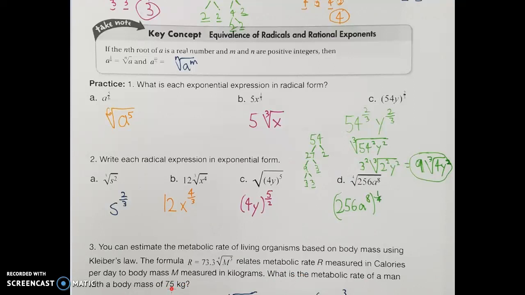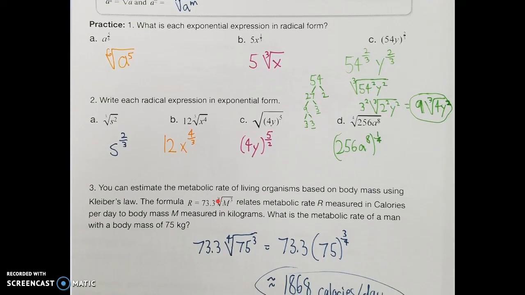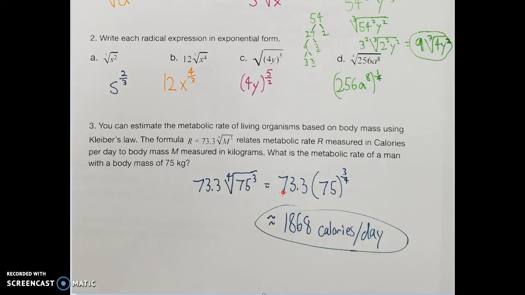So basically all we have to do here is take that 75 and plug that in for M because that was the weight measured in kilograms. And when I do that, again, I can take that M, replace that with a 75 because I substituted our body mass. First thing that you can do is rewrite that radical as a rational exponent. Again, if I'm raising that to the third power, that's the numerator, and fourth root would be the denominator. And from there, you'd have to use your calculator. So if I multiplied 73.3 and 75 raised to the 3/4 power, that should come out to about 1,868 calories per day.